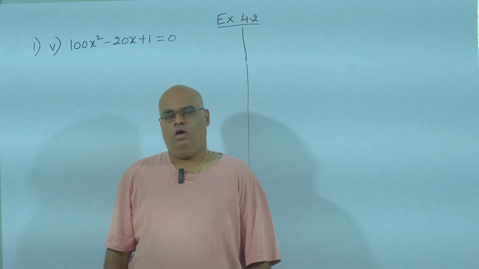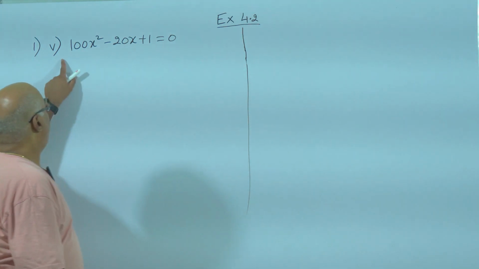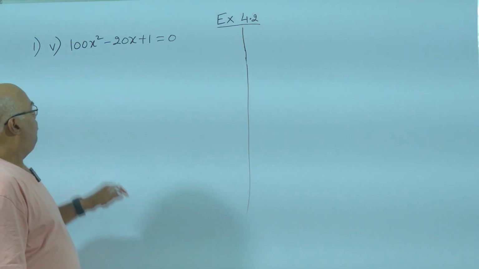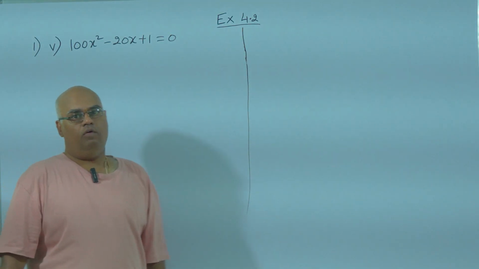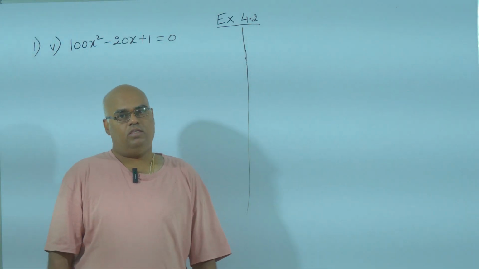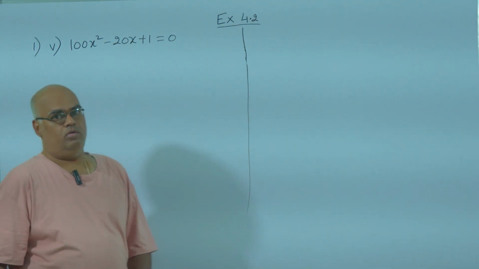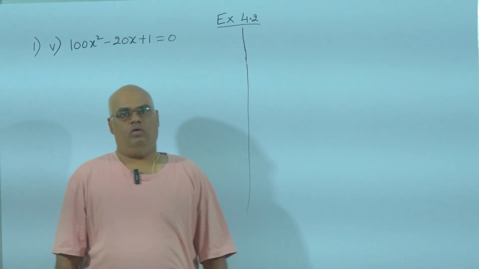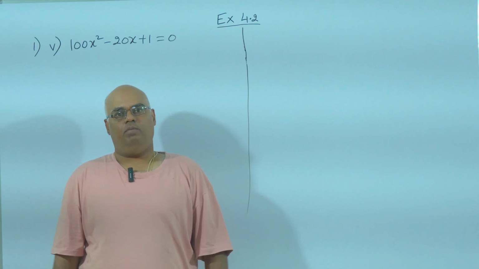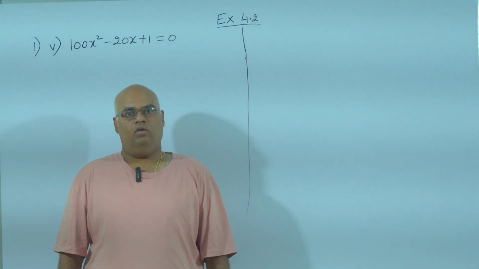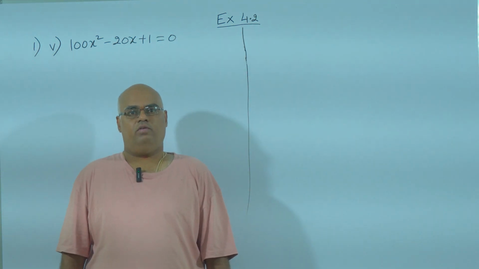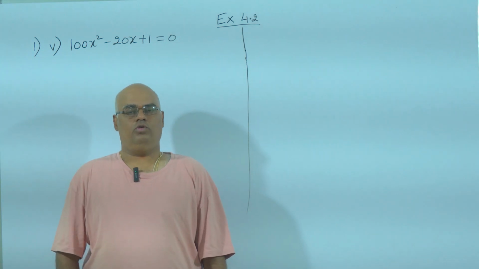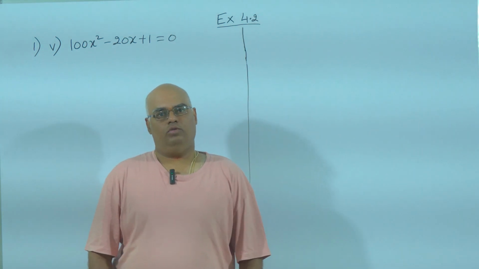In this video, I am going to solve the fifth bit of the first problem from exercise 4.2 of the NCERT textbook. So let us see the fifth bit of the first problem. Like in earlier problems, we have been given a quadratic equation. We need to factorize the quadratic equation and find its roots. So let us do that.